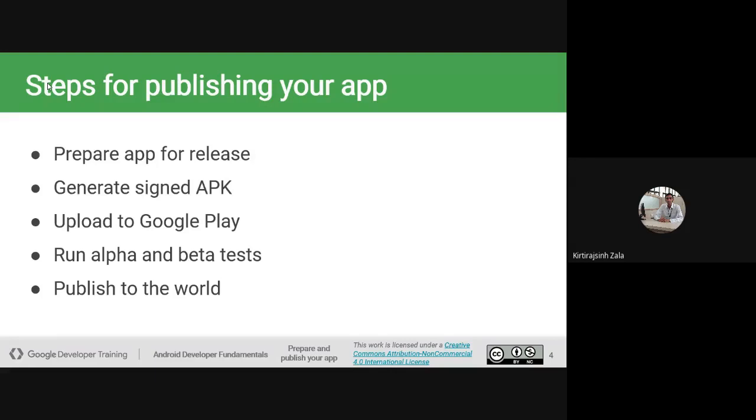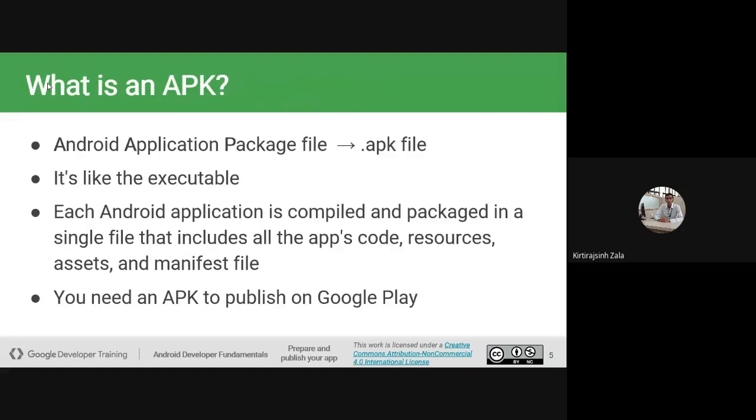So prepare the app for a release, then generate a signed APK, upload to the Google Play Store, run the alpha and beta test, and publish to the world. These are the steps for publishing your application. Now, what do you mean by APK? APK is Android application package file, that is a .apk file, and it is just like an executable file.